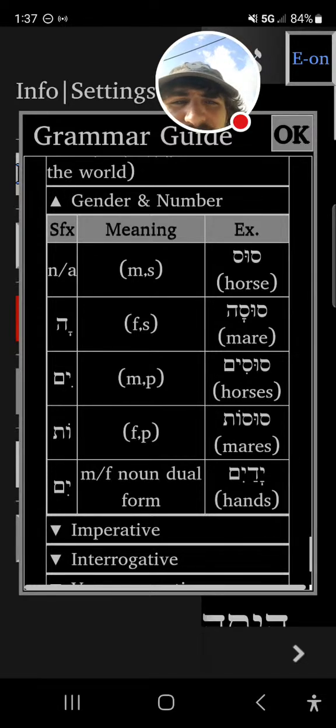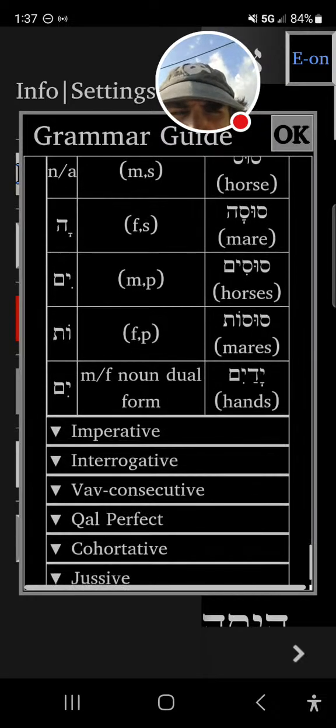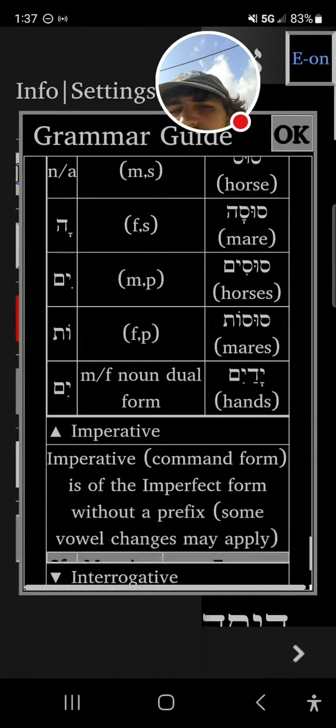So I guess normally if there's no suffix, it's just masculine singular. So sus, a single horse in the masculine way of talking. If you change the last nekuda on the last letter into a kamatz and then add a hey, instead of sus, it's susa. So now it's female. Susim is masculine plural. Susais is female plural. Yodayim says it's male or female, noun dual form. Okay.